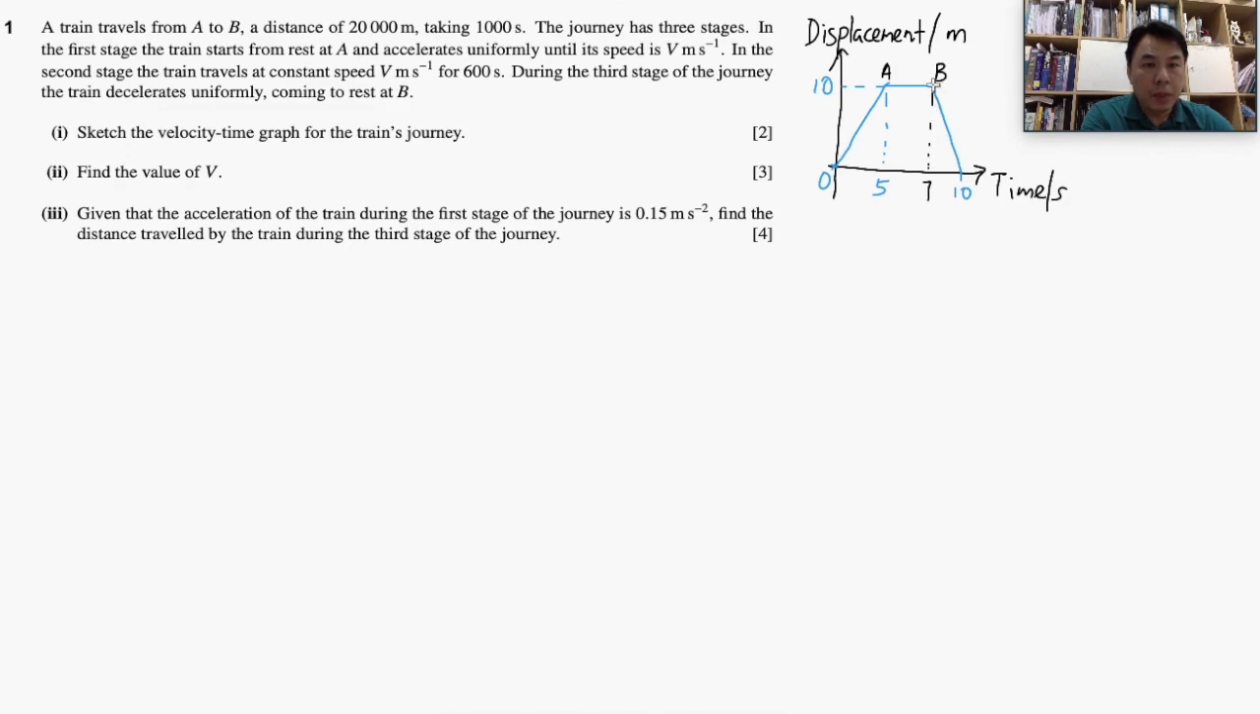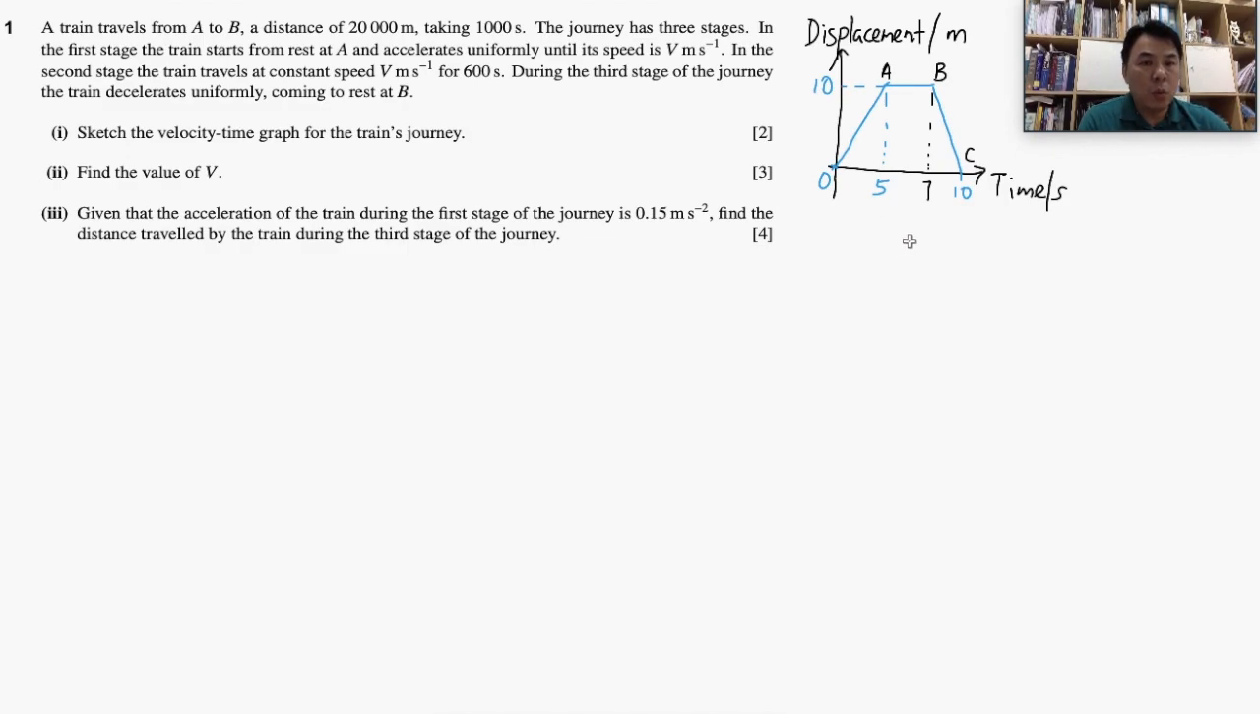And then from B to C, we can see that the displacement changes from 10 meters to 0 within 3 seconds. So what is going on here? Most probably, the object returns to the original position where it first started. So this is the graph that represents this type of straight line motion.